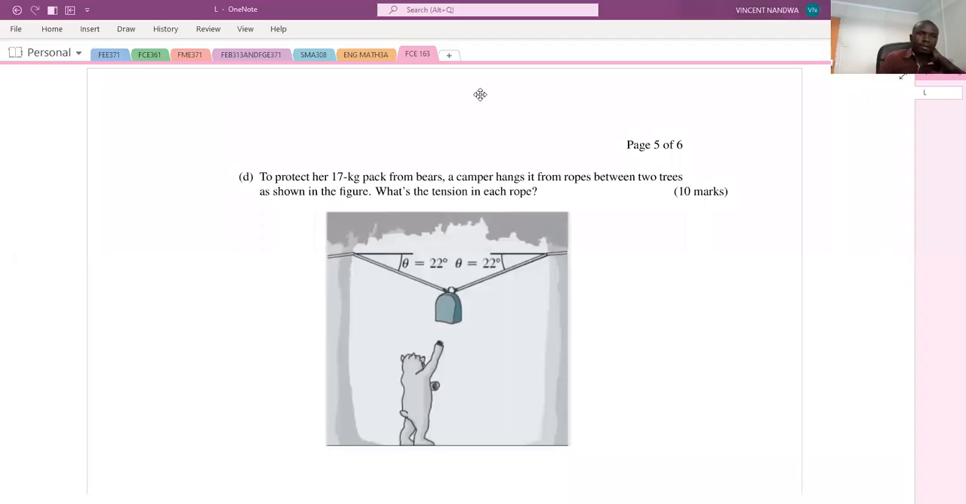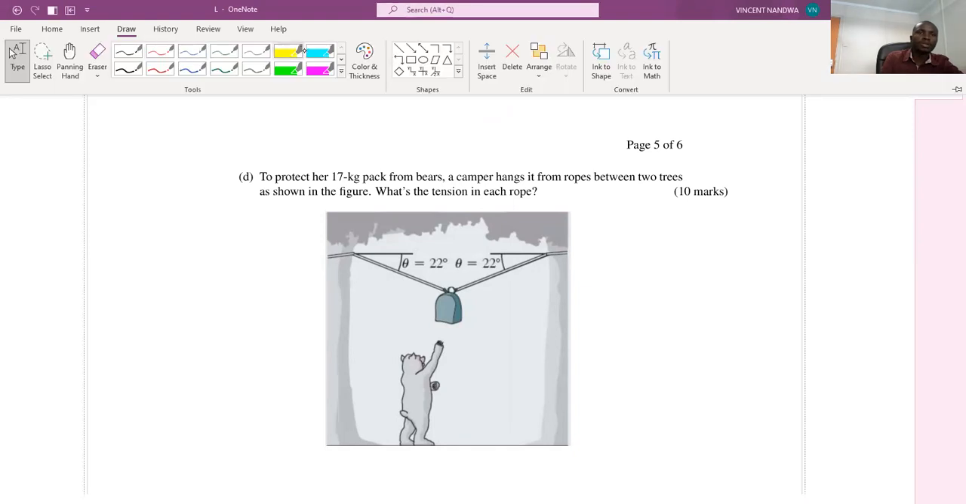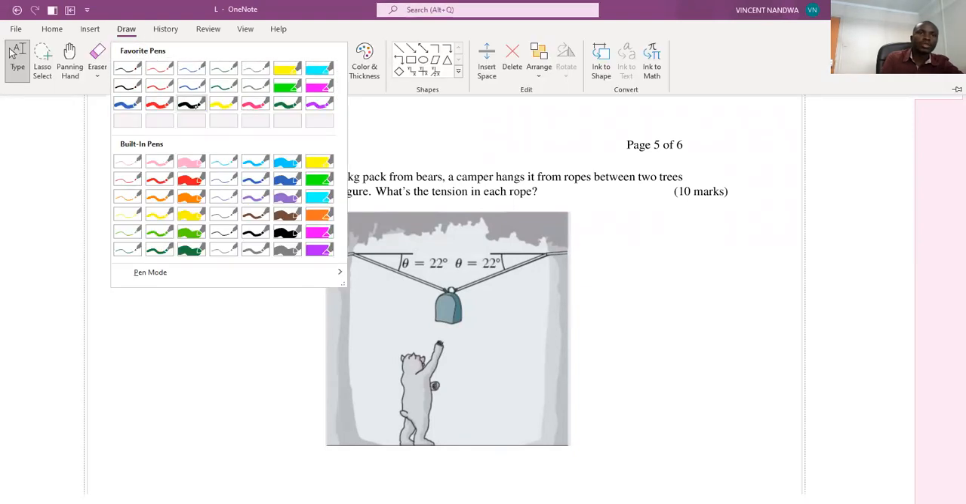Welcome back. So I have another problem on application of Newton's second law of motion. We have the problem to protect a 17-kilogram pack from bears. A cab hangs it from ropes between two trees as shown in the figure below. What is the tension in each of the two ropes?